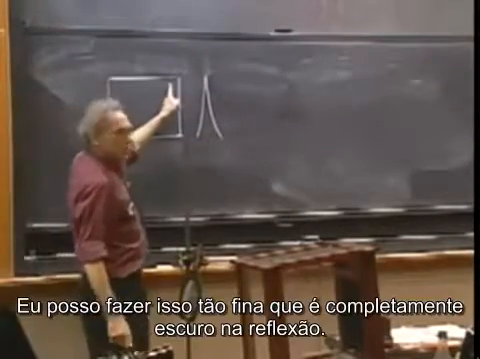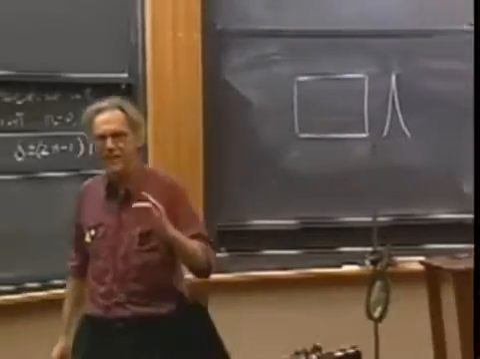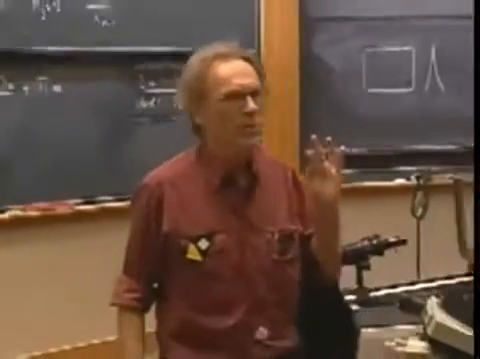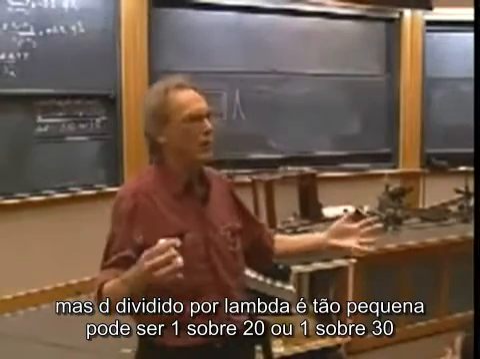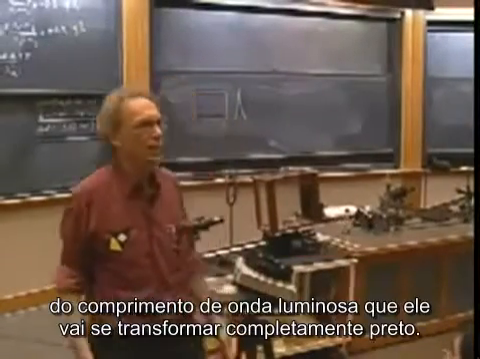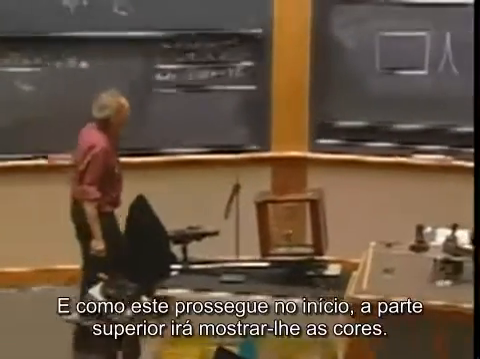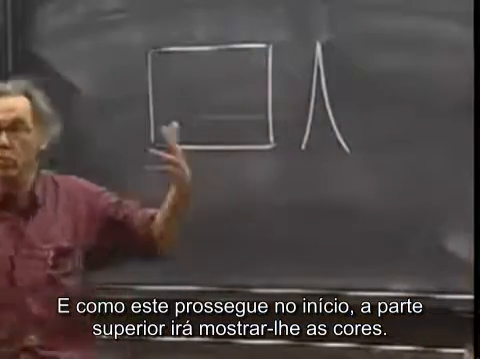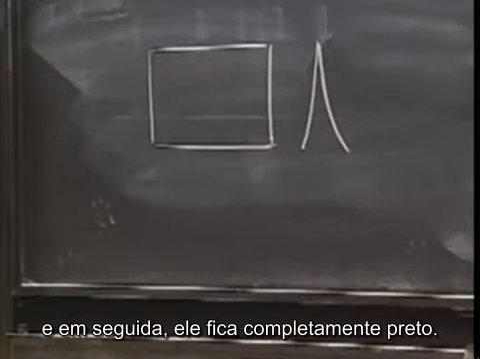I can make this so thin that it's completely dark in reflection. That is what I promised you, that D is not 0, but D divided by lambda is so small, maybe 1/20th of 1/30th of the wavelength of light, that it will turn completely black. And as this proceeds, in the beginning, the top will show you colors. It goes through these phases of colors, and then it gets thinner and thinner and thinner, and then it turns completely black.